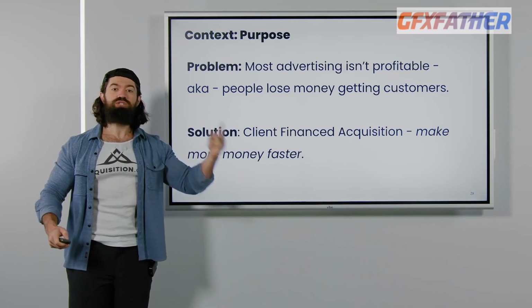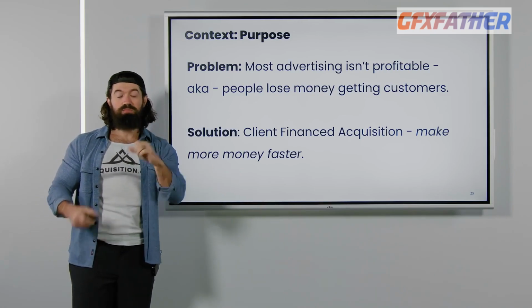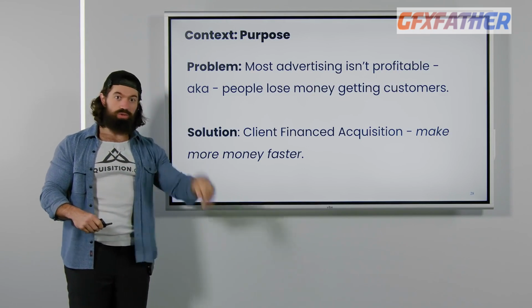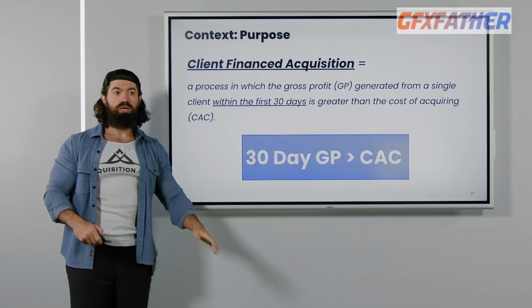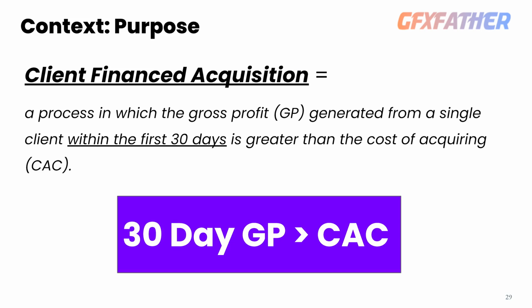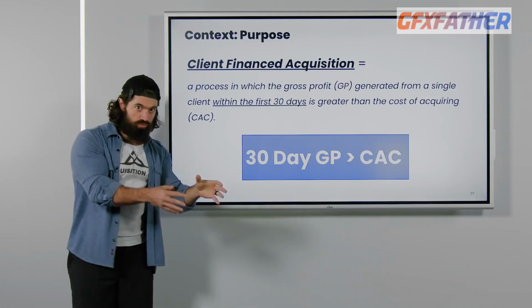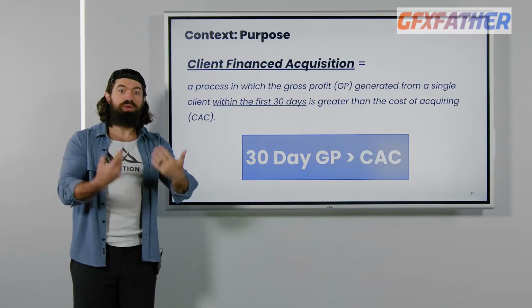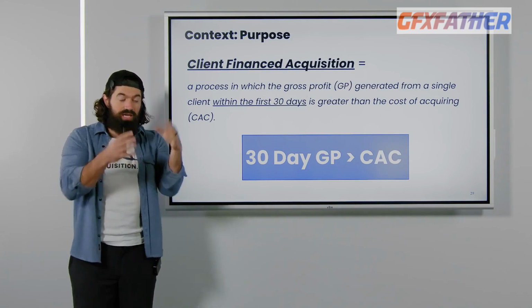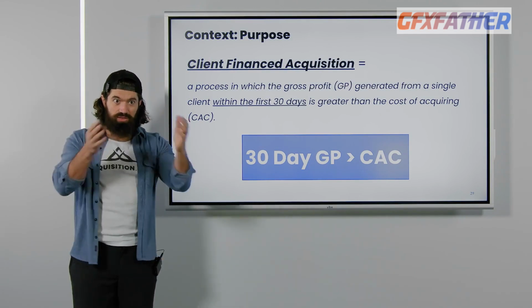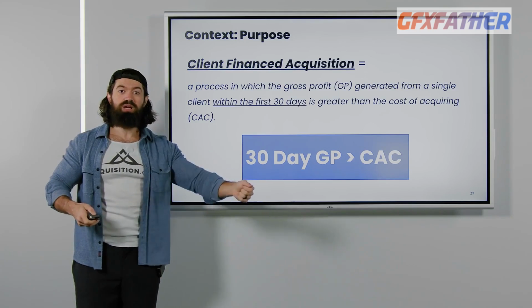This enters the element of speed into the conversation, not just how much you spend, how much you make back, but how fast you make it back. Because how fast you make it back can be the thing that unlocks all the growth in your business or tanks your business overnight. So, customer financed acquisition, or client financed acquisition, CFA, is a process in which gross profit generated from a single client within the first 30 days is greater than the cost of acquiring that customer. So, gross profit, the extra cash that you make from one customer in the first month, is more than the cost of getting that customer.